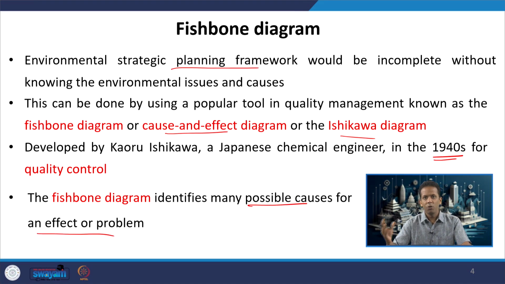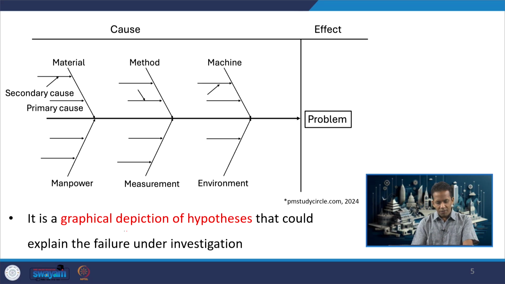So, if there is one effect or one problem, there can be many possible causes, and the representation of these causes and effect is called a fishbone diagram. As the name indicates, it is a diagrammatic representation. It is a graphical depiction of hypotheses that could explain the failure under investigation. Since it was for quality control, where the term failure is used, a defective product is a failure. We can have different hypotheses or different causes for why that particular product got defective, why it failed. The similar thing is represented here in the form of a figure, where you have causes on one side and effect on the other side.